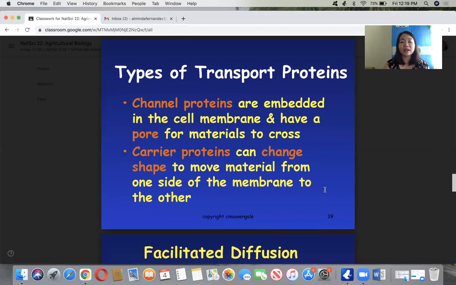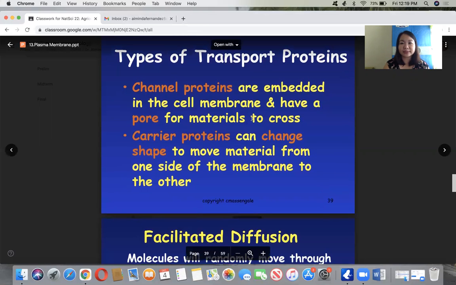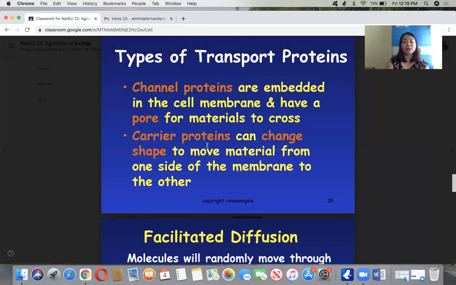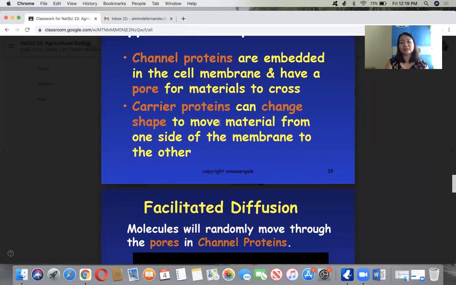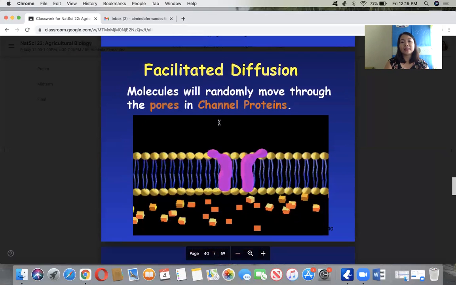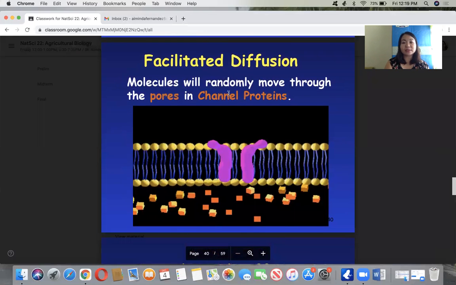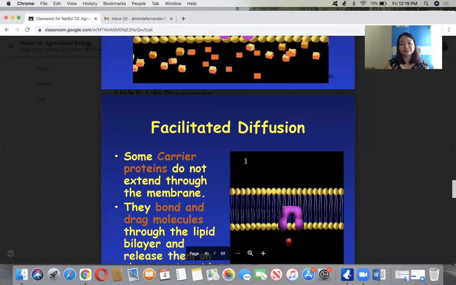There are also types of transport proteins. We have channel proteins embedded in the cell membrane that have a pore for materials to cross. We also have carrier proteins, which can change shape to move material from one side of the membrane to the other. These carrier proteins are more flexible than the channel proteins. In facilitated diffusion, molecules will randomly move through the pores in channel proteins, such as this.